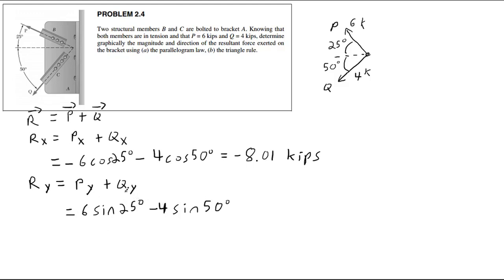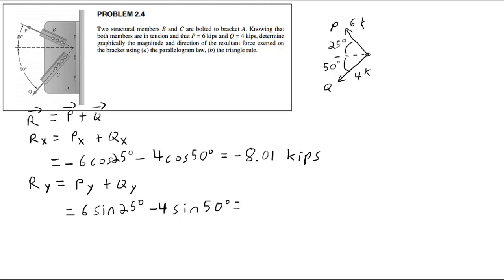Vector Q has a negative y component. That's why we have a negative sign here. And it has a magnitude of 4 and an angle of 50 degrees from the x-axis. So that's why it's negative 4 sine of 50 degrees.